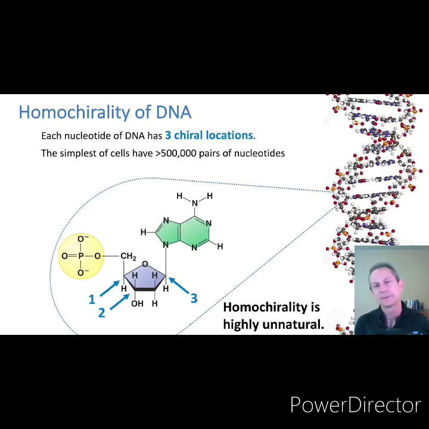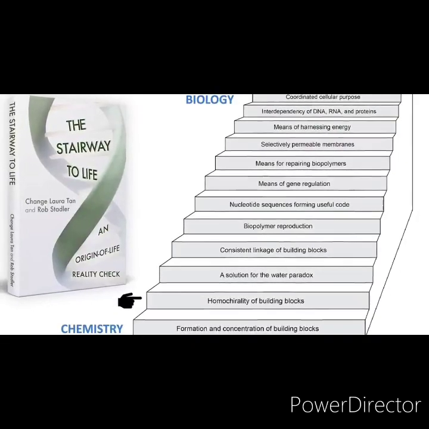And the simplest forms of life have over 500,000 nucleotides in the DNA. So we're talking about, like, take a coin that has heads and tails, and you have to flip that coin a couple of million times and only get heads every time. Would you consider that natural? It's not a natural process. So this concept of homochirality, which means very consistent chirality, is very unnatural. It's not what you would expect from a natural process. It's just like you would not expect a perpetual motion machine from a natural process.